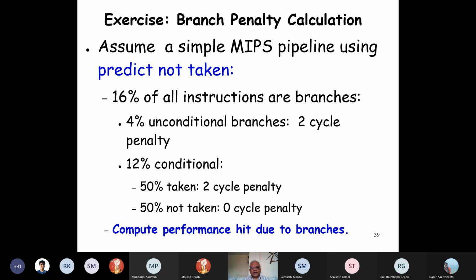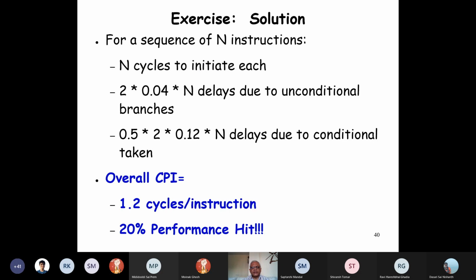Okay, the time is very short, otherwise we would have waited for you to complete. The answer is very simple. For the 4% unconditional branches, we have a 2 cycle penalty. And for 50% of the 12% we also have a 2 cycle penalty. So overall, if you compute this, instead of a CPI of 1, we have 1.2, so a 20% performance hit.